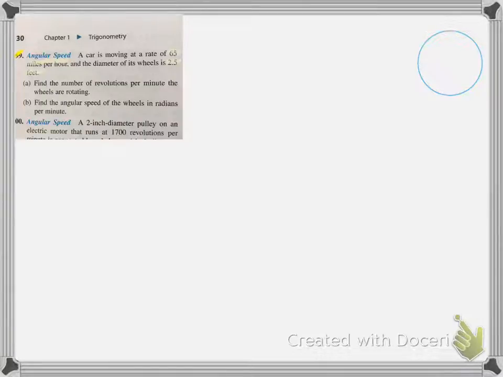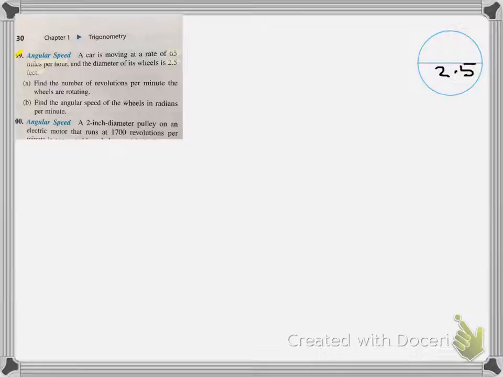So I know that on this wheel the diameter happens to be 2.5 feet. And it'd probably be nice if we make that a decimal. Sorry about the fact that it looks like 2 times 5. Anyway, 2.5 feet. And the car is going at 65 miles per hour.